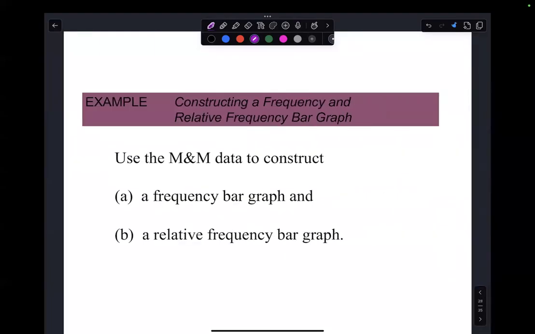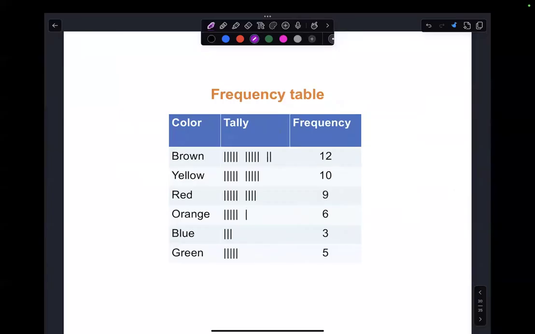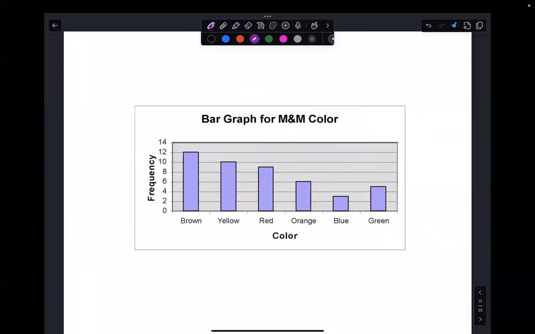Okay, I'm going to take the M&Ms. We're going to do a frequency bar graph. Then we're going to do a relative frequency bar graph. So here's my frequency table. Here's my lovely bar graph. So I just wrote color on the bottom.